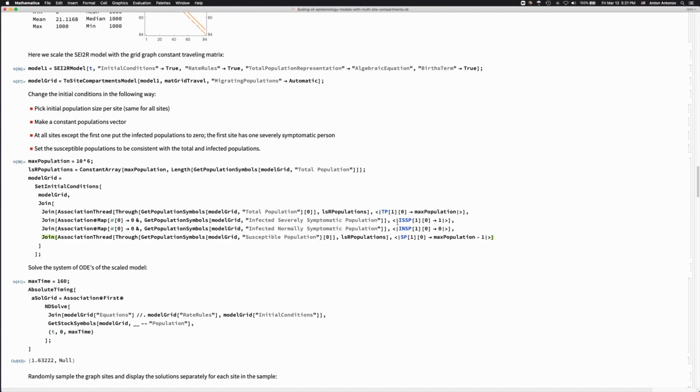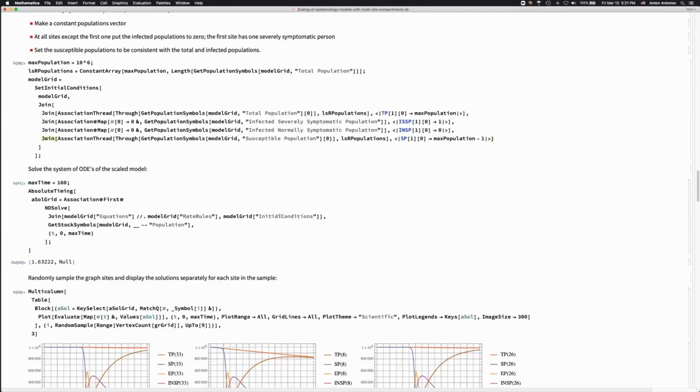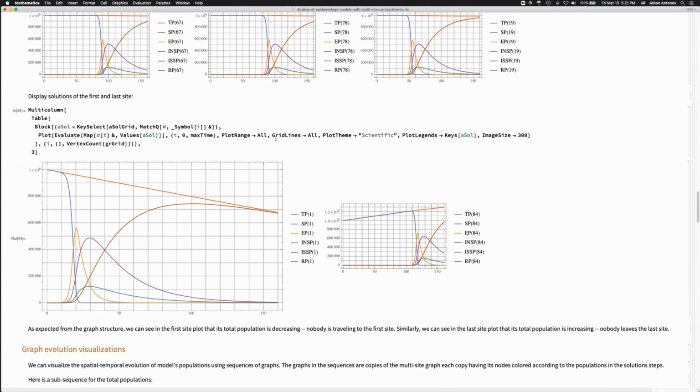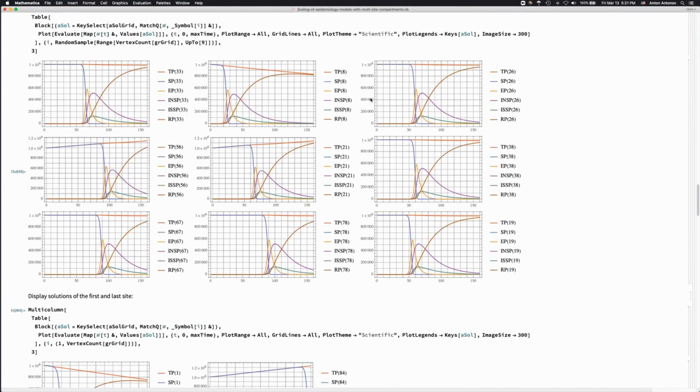All right, so now I should expect that if I infect one person here, this person starts infecting other people in site 1, and then because of the traveling patterns, that infection spreads out. And more or less, this is what we see with these plots. Let me reevaluate this plot. This was just a random sample of nine sites.